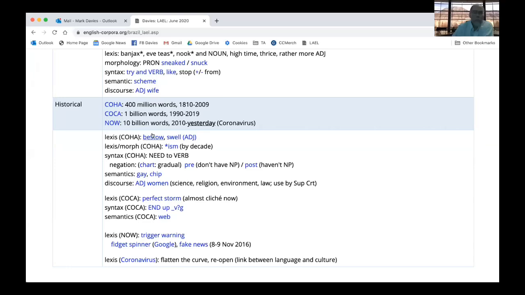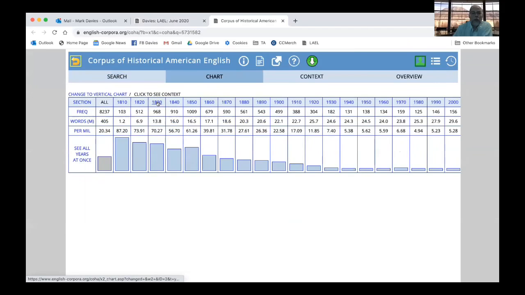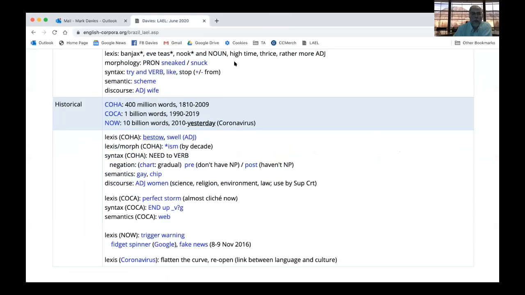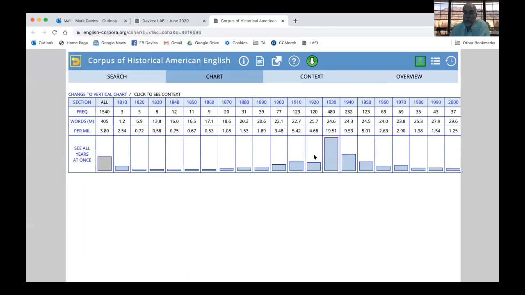So we've started in the other cases with lexical. That's kind of intuitive, easy to understand. So here we're just looking at words like bestow, bestowed, bestowing, and you can certainly see how that's decreasing over time. Or for example, swell as an adjective. Boy, Jimmy, that's a swell car.